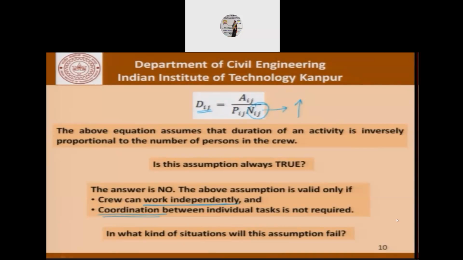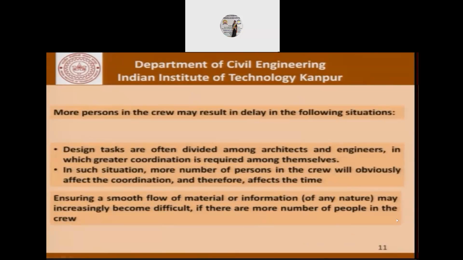Apart from the workers working independently, the coordination between individual tasks and the individual crew members has to be ensured. More persons in the crew may result in delay in the following situations. An example is design tasks, which are often divided between architects and engineers, in which greater coordination is required among themselves. In such situations, the more people in the crew will obviously affect the coordination, and therefore it affects the time. Ensuring a smooth flow of material or information of any nature may become increasingly difficult if there are more people in the crew.